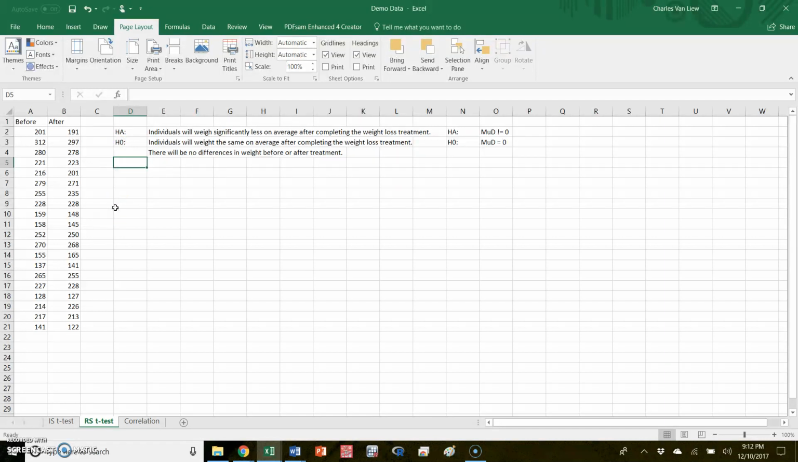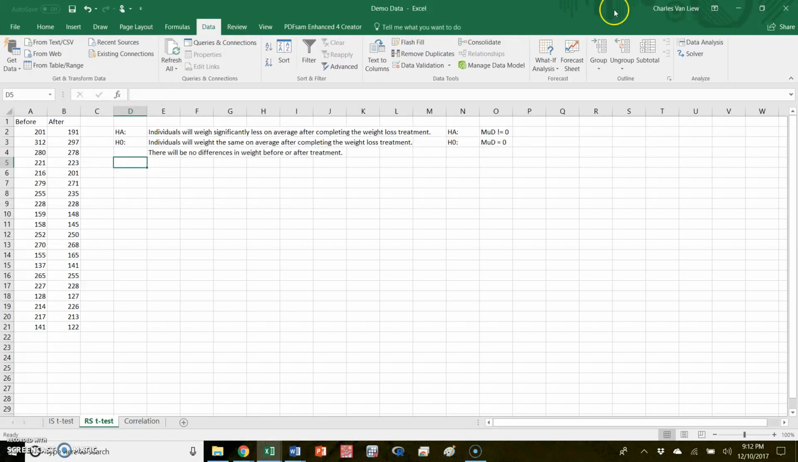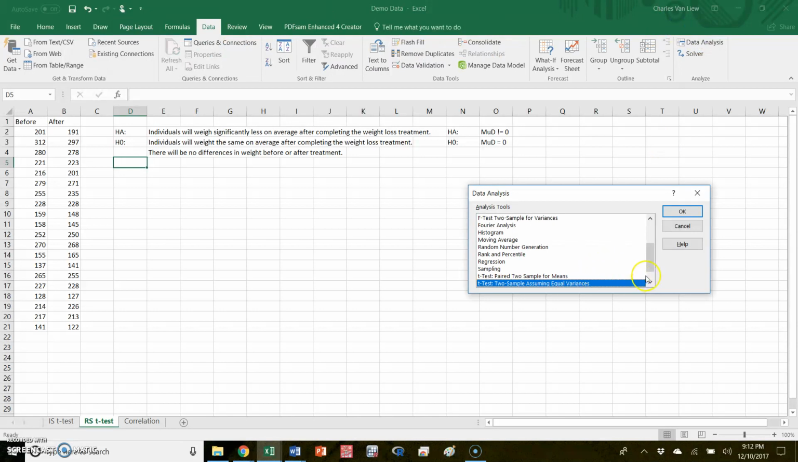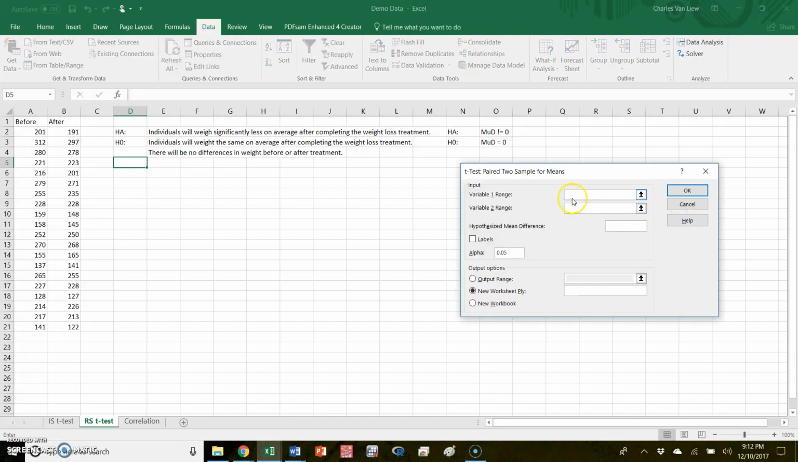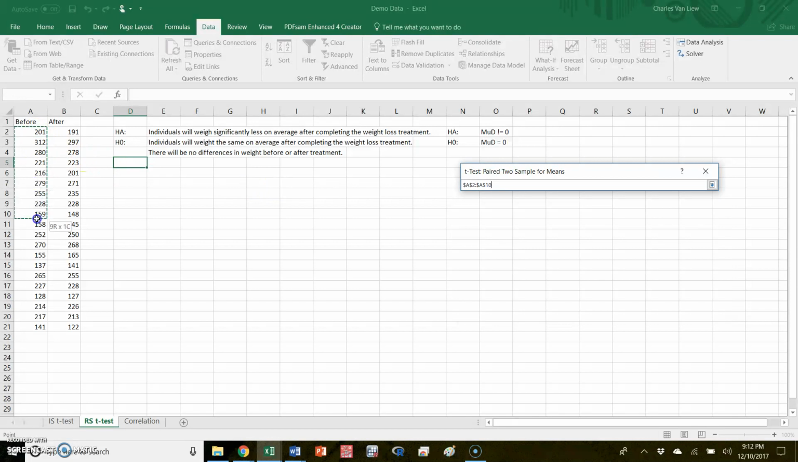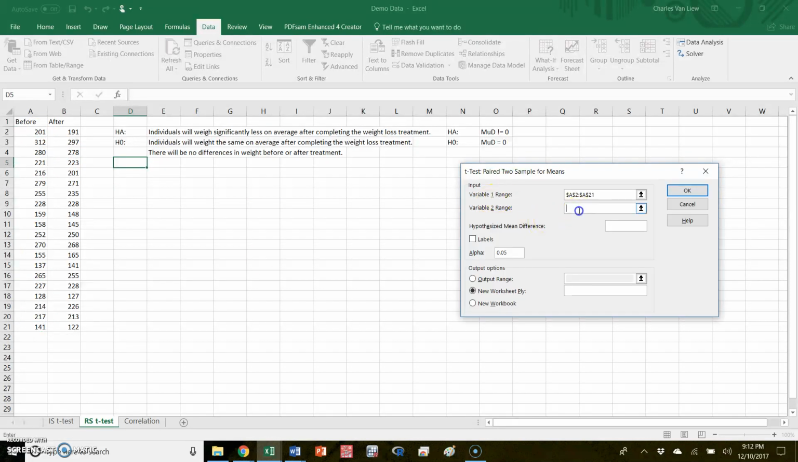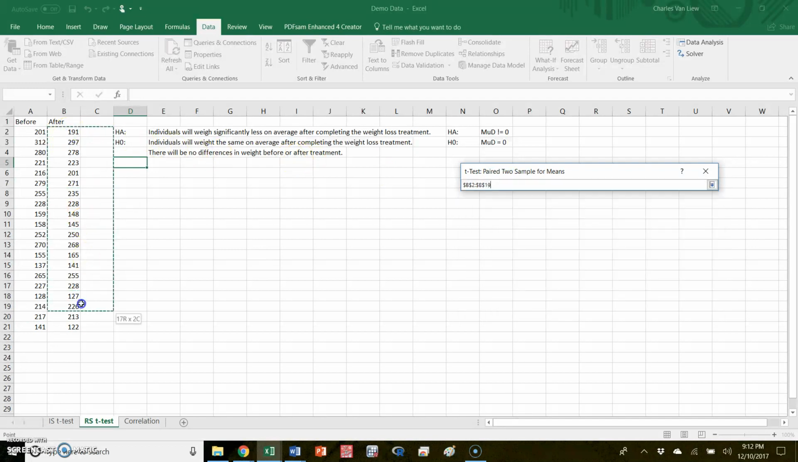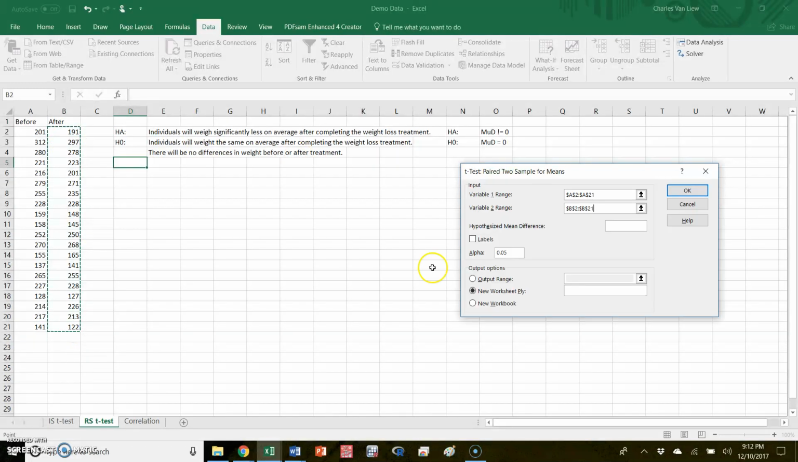So how we can do this, let's get some descriptives and let's get the actual test. We're going to do this under Data, Data Analysis, and then what you want to use is the t-test: Paired Two Sample for Means. Now you see here you need to select your first variable. So we can do that as the before, and then the second variable we can select the after, and you could go in either order.